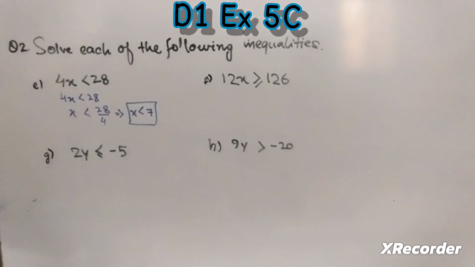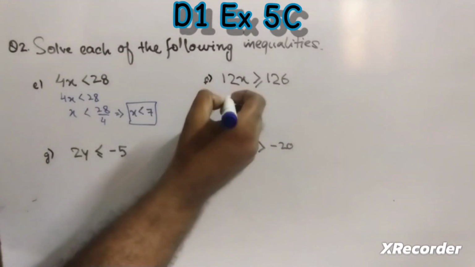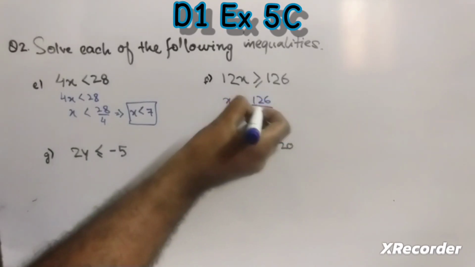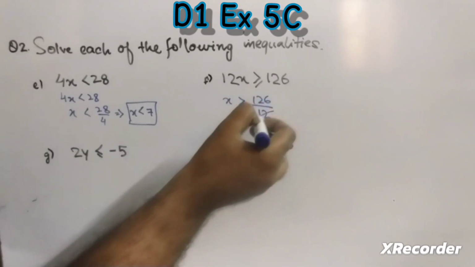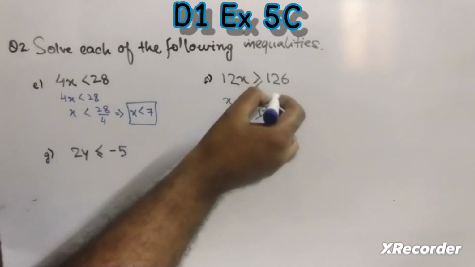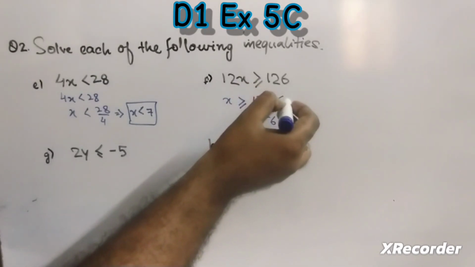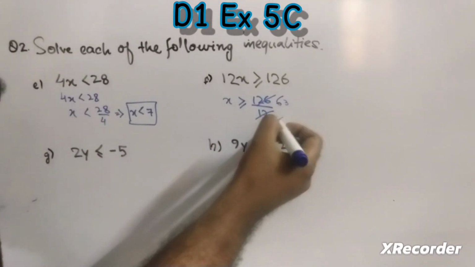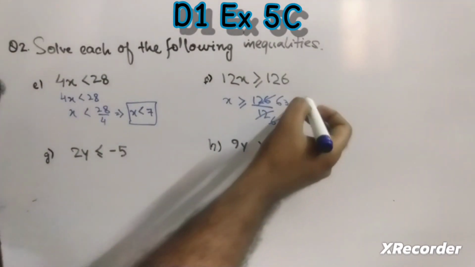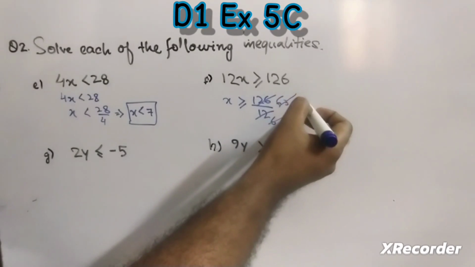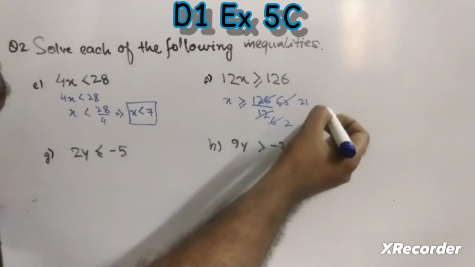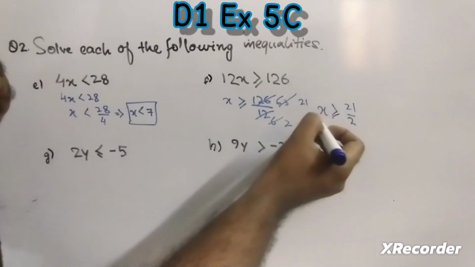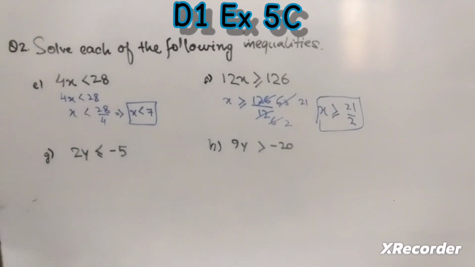Part F, 12x is greater than or equal to 126. So we can write x is greater than or equal to 126 upon 12. So 2 times 6 is 12. 2 times 63 is 126, now 3 times 2 is 6. 21 times 3 is 63. So our x will be greater than or equal to 21 upon 2, and that is our required answer.